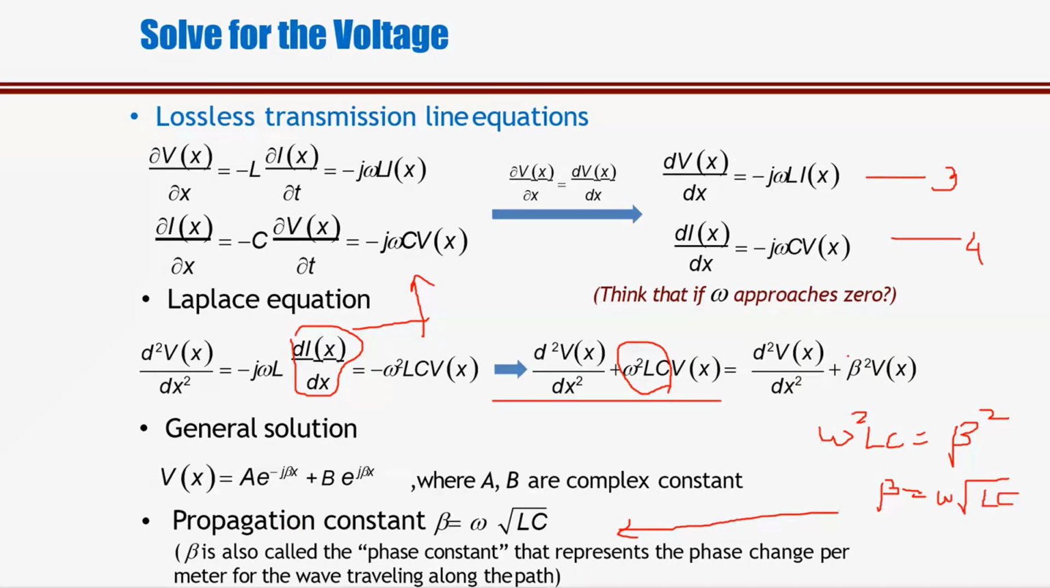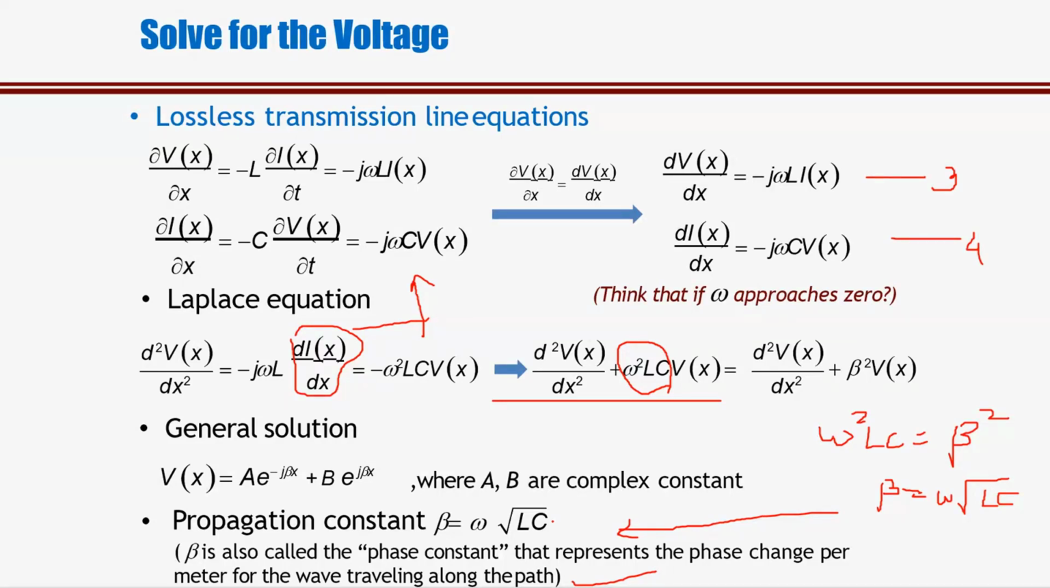Actually, if it were a lossy line, then gamma square would have come instead of beta square. Because for a lossy line alpha is present. For a lossless line alpha is 0. Only the phase constant beta is present. So this beta we can call a propagation constant, and it is given by omega under square root LC. And that is nothing but the phase constant that represents the phase change per meter for the wave traveling along the path of the transmission line.